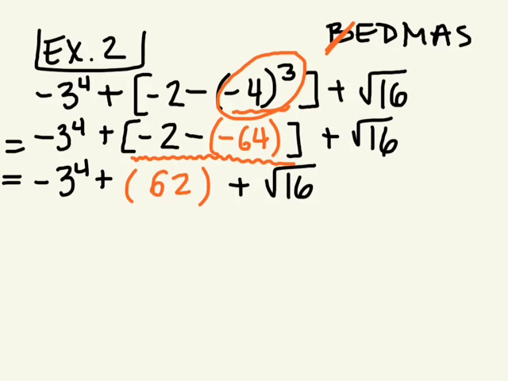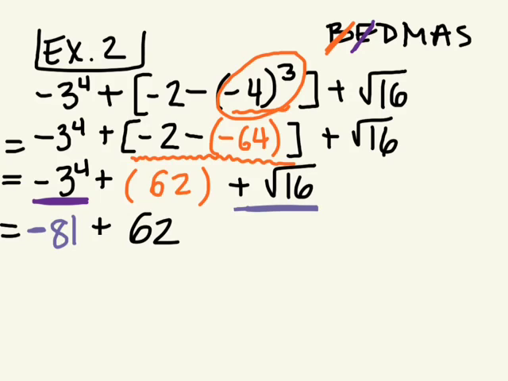Simplify exponents next. So we have -3 to the power of 4. Is the answer negative or positive? Good. This tells us that it's a negative power. Well, what's 3 to the power of 4? 81. Plus 62. Plus, this counts as an exponent, right? Because the opposite of squaring a number is a square root. What's the square root of 16?